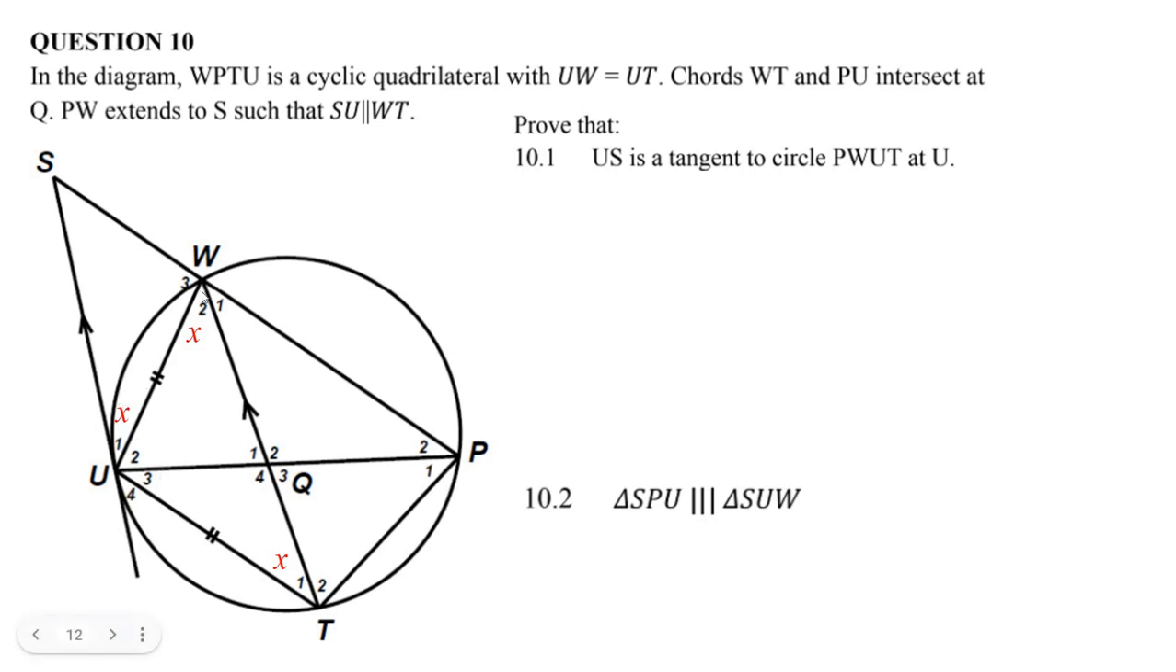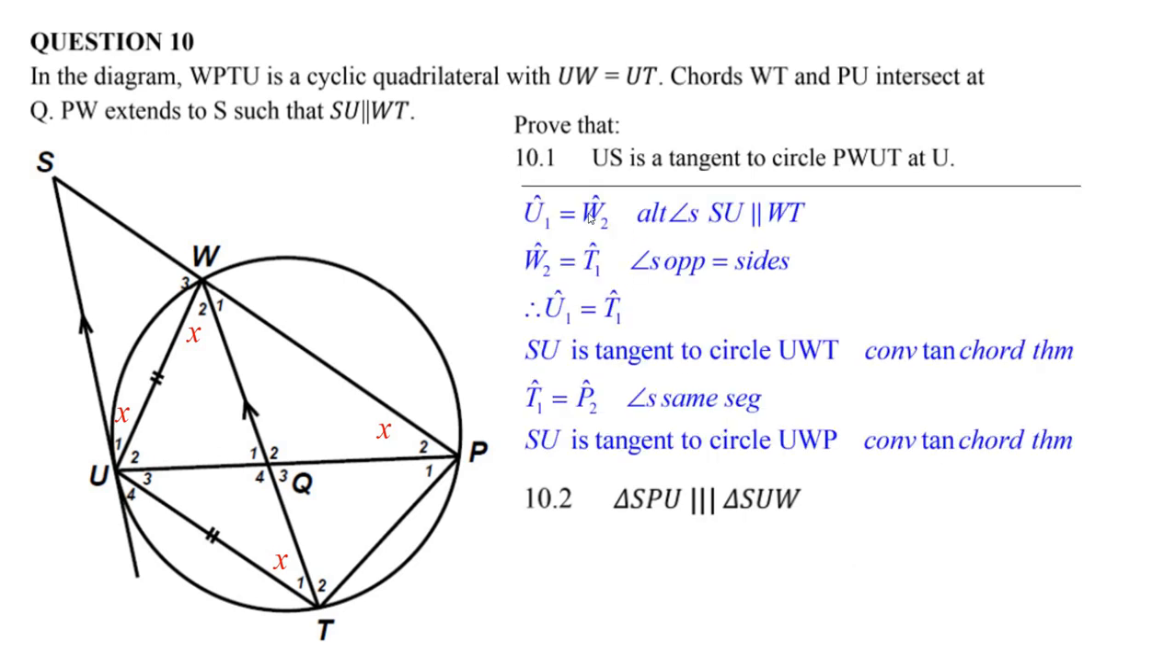The angle between the tangent and this chord here equals the angle in the alternate segment. And wow, we've got P2 is equal to X because of angles in the same segment, because it's a cyclic quad. We've got the converse of the tan chord theorem happening here. And now that's how I wrote it all out.